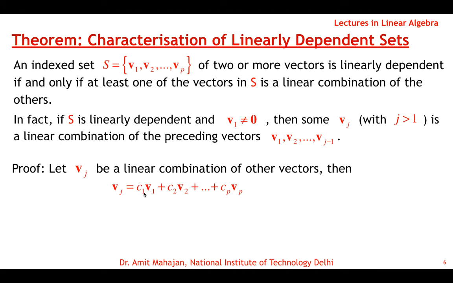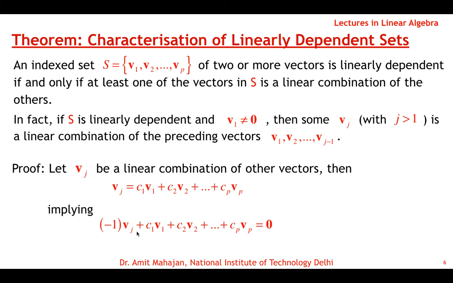So Vj can be written as C1 V1 plus C2 V2 plus so on Cp Vp, and then we can take this Vj vector to the other side of the equation to rewrite it as minus 1 times Vj plus C1 V1 plus C2 V2 plus so on Cp Vp equal to 0. Just take this to the other side, so the left hand side becomes the 0 vector, and this Vj when it goes to the other side becomes minus of Vj, so we can write it as minus 1 Vj.